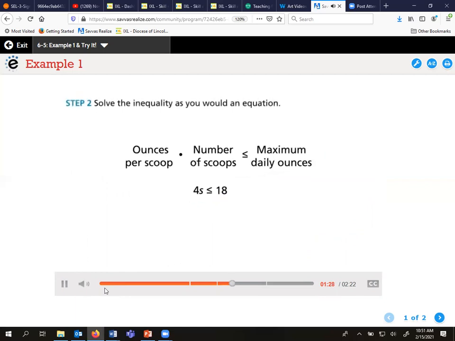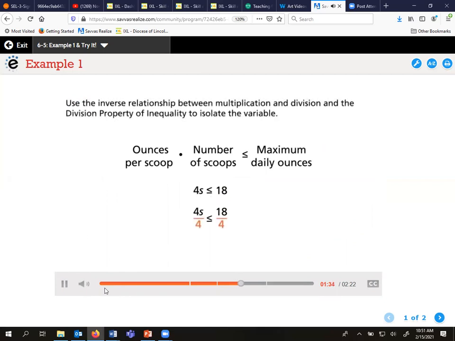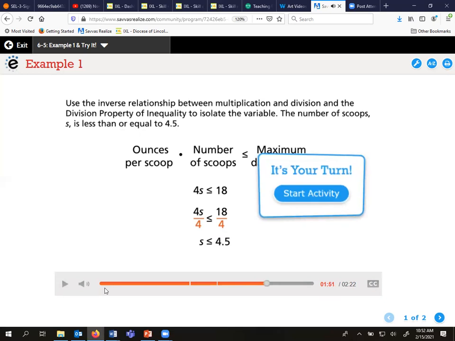You can solve the inequality just like you would solve an equation. Use the inverse relationship between multiplication and division and the division property of inequality to isolate the variable. The number of scoops, s, is less than or equal to 4 5/10, or 4 1/2. So we could feed the pig anything up to 4.5 scoops.